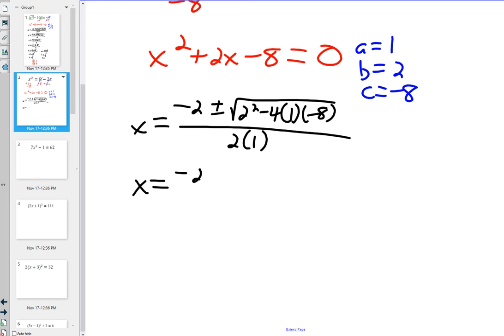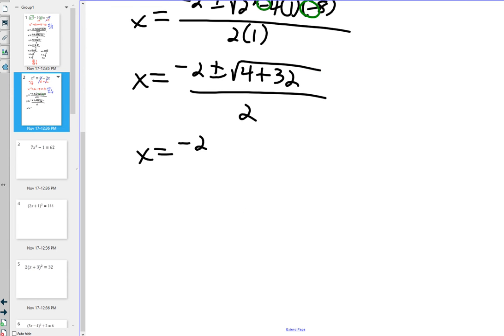x equals -2 plus or minus the square root of 4. How many negatives come after the square? 2. So that means if it's an even amount, I'm going to put a plus. What that allows me to do is avoid having to type in any negatives into the calculator. I'm not going to put -4 times 1 times -8. I'm going to just put 4 times 1 times 8, or 4 times 8, whatever you want. That gives you 32.